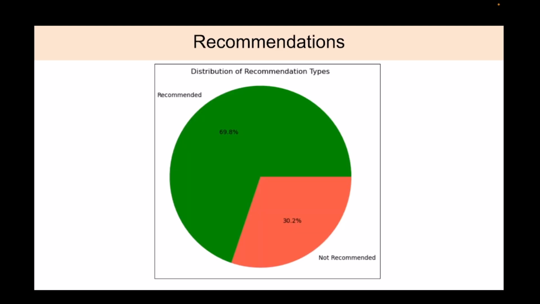Looking at the distribution of recommendation types, we can see that 70% are recommended while 30% are not recommended. This is likely due to players who buy the game being more inclined to give positive feedback rather than negative feedback on a game they bought.